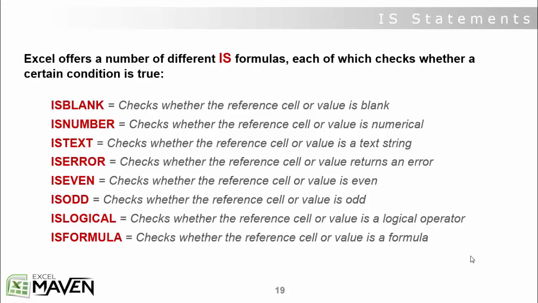Syntax-wise, it's about as easy as it possibly gets. You just write the formula, open a parenthesis, drop in your value or reference, and close it off, and you're done. So here's a sample list. This is not comprehensive, but it should give you a sense of some of the IS statements that are available to you. You can check whether your reference cell or value is blank. You can check if it's a number versus text. If you're getting an error, you can check if your value is even versus odd. You can see if it's a logical operator or a formula, and so on and so forth.